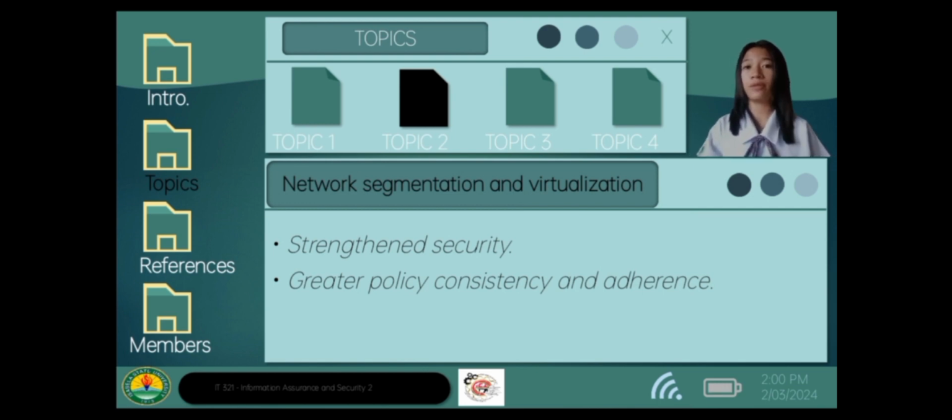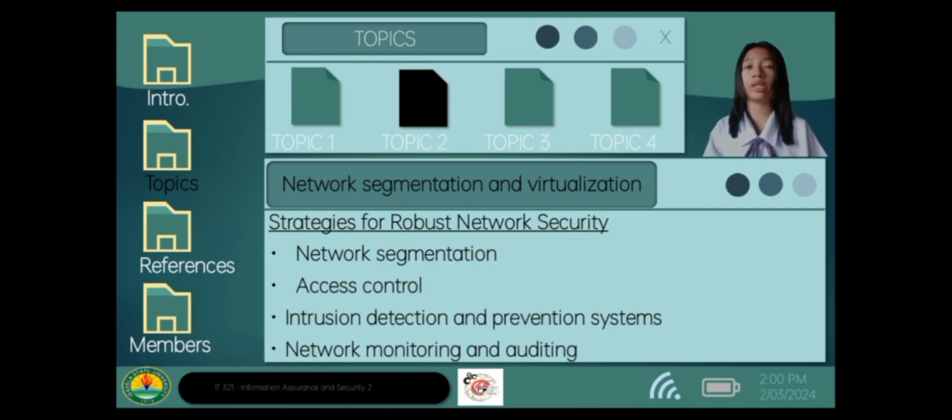So, let's proceed to the strategies for robust network security. First is network segmentation. Network segmentation means splitting the network into different parts based on things like who's using it, what applications are being used, or how sensitive the data is. This helps to reduce the chance of security problems by keeping any issues in one part of the network from affecting the whole thing. It also means only letting people into the parts of the network they really need to be in.